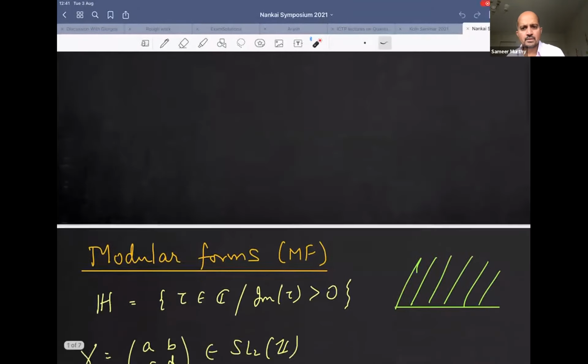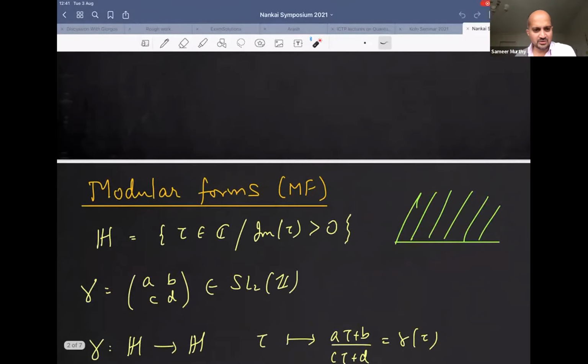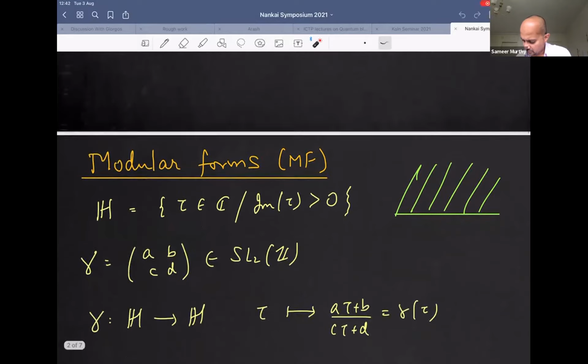Yeah, perfect. Okay, so let me just start with a very brief introduction to modular forms. So let's start with the upper half plane, the space of complex numbers with imaginary part positive. And SL2Z, the group of 2 cross 2 integer matrices with unit determinant, has a natural action on the upper half plane as follows. It takes any point tau to (a tau plus b) over (c tau plus d). These are fractional linear transformations.